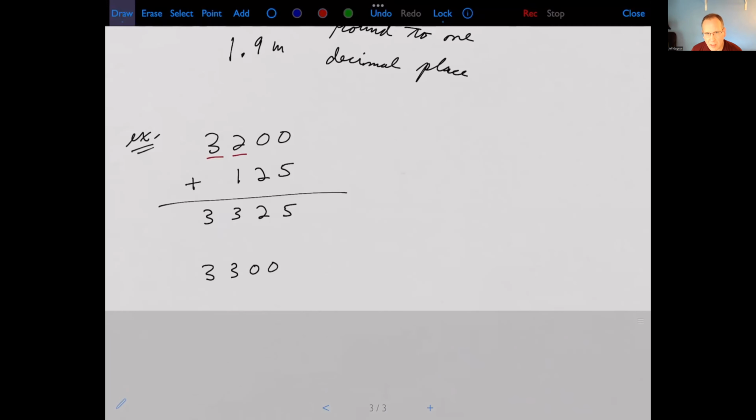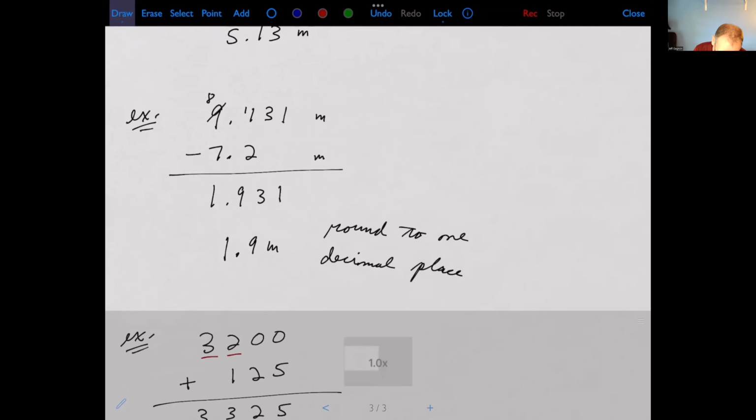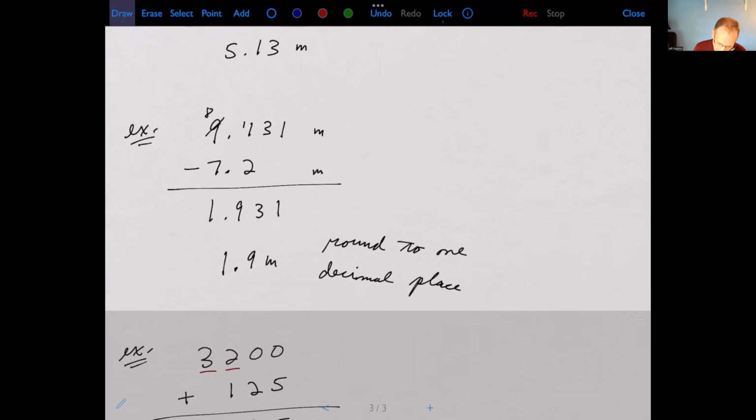Now, you won't see this very often, and I'm not going to be super picky about this particular example. If you gave me 3325, that would be fine. But whenever you have decimal numbers, then you do want to make sure you do this correctly. You want to make sure that you round it to the number with the least number of decimal places.